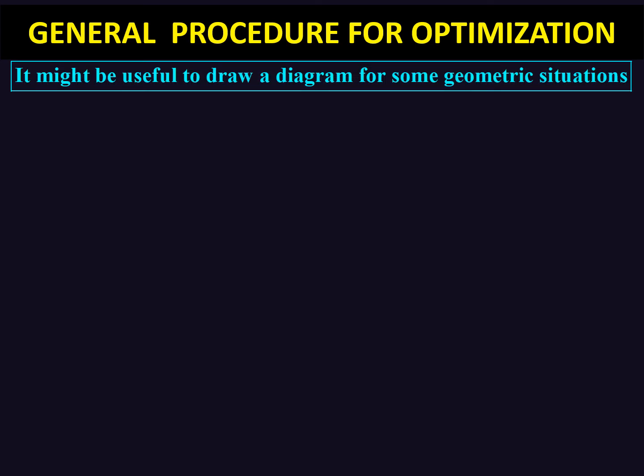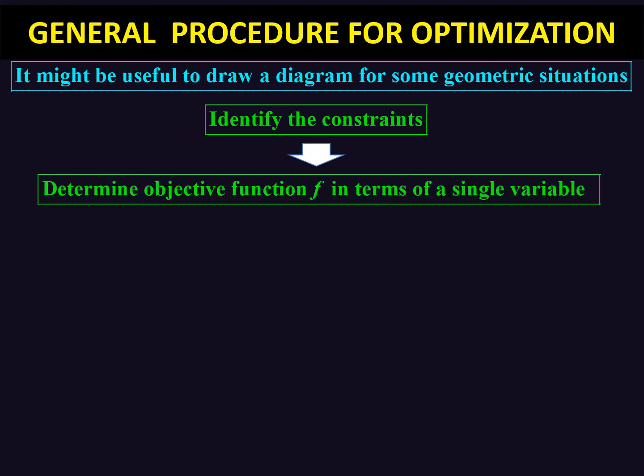Now, to do optimization, there's a general procedure, right? Sometimes you need all the steps, sometimes you don't, depending on what is given in a question. Whenever there are geometric situations, if diagrams are not provided, it's advisable to draw a simple diagram. Then, first of all, there is some given information, some constraints that are given. Then you have to determine an objective function, and it's important that this objective function must be in terms of a single variable.